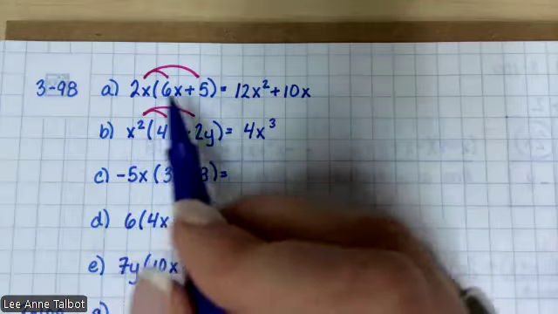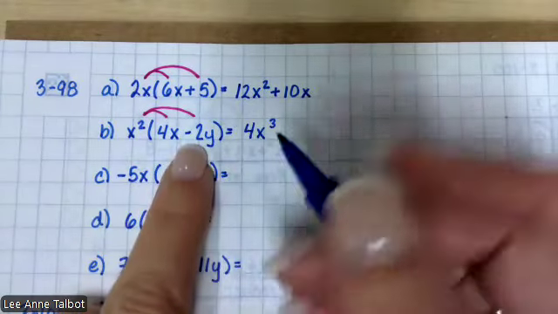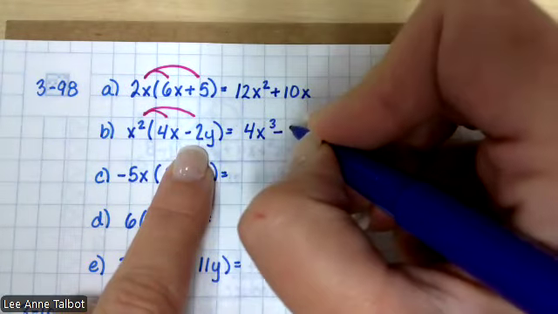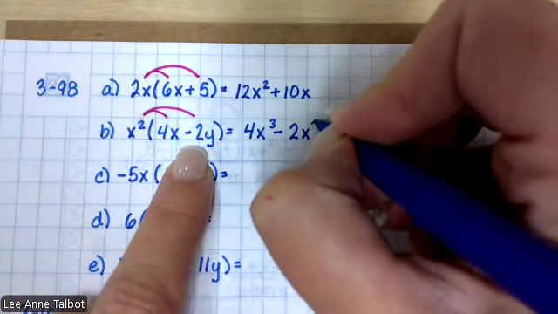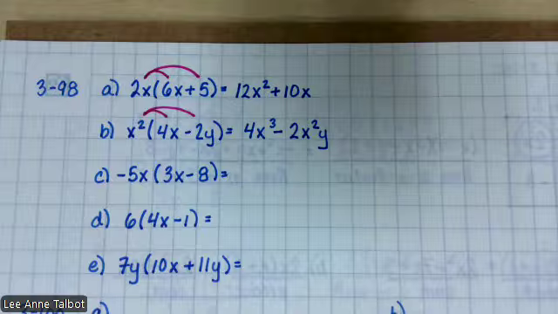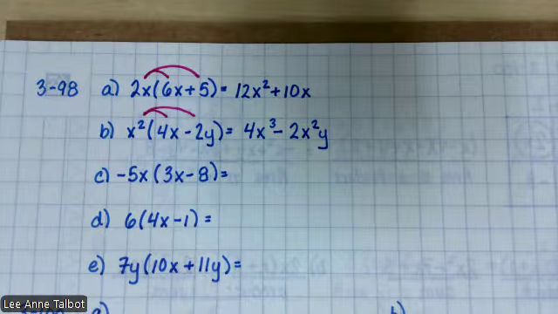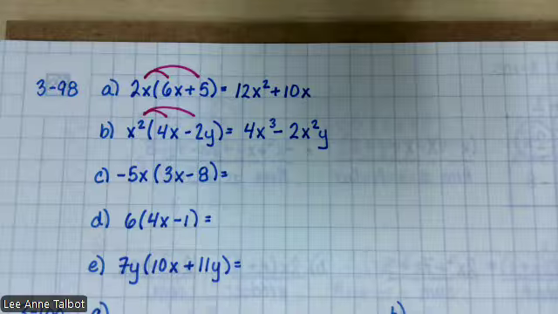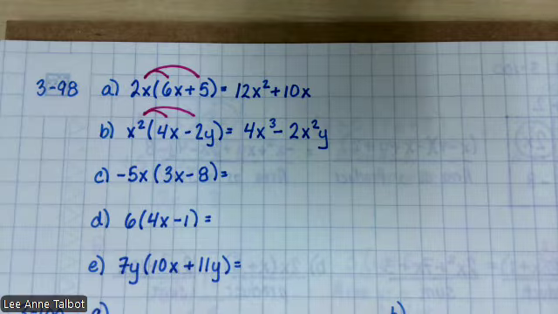And then x squared times negative 2y. Negative 2x squared y. Try to make yourself put them in alphabetical order. If you put negative 2yx squared, I would not mark it wrong. I just think it looks better in alphabetical order.